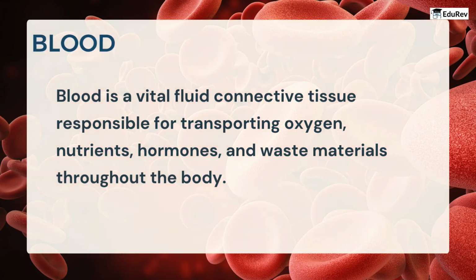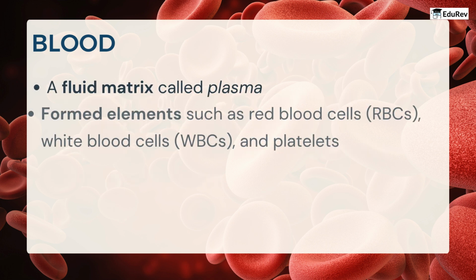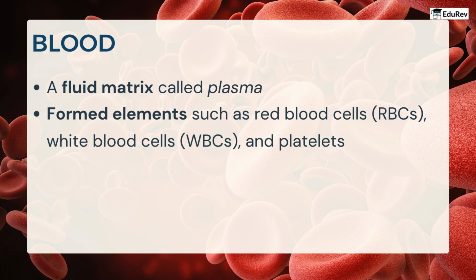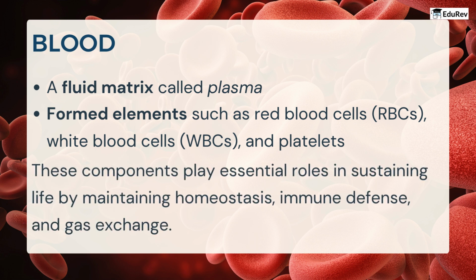Blood is a vital fluid connective tissue responsible for transporting oxygen, nutrients, hormones, and waste materials throughout the body. It consists of a fluid matrix called plasma and formed elements such as red blood cells or RBCs, white blood cells or WBCs, and platelets. These components play essential roles in sustaining life by maintaining homeostasis, immune defense, and gas exchange.